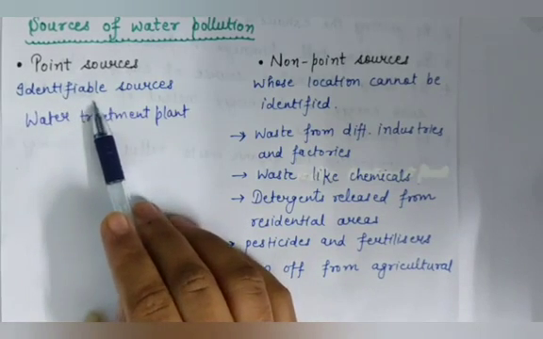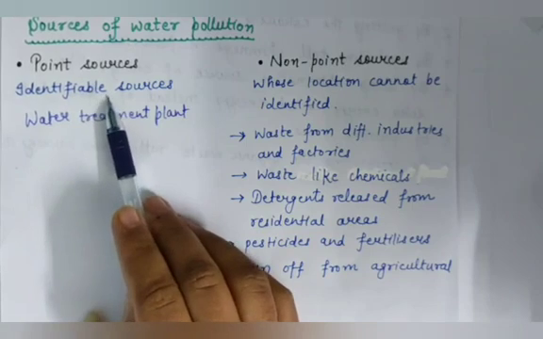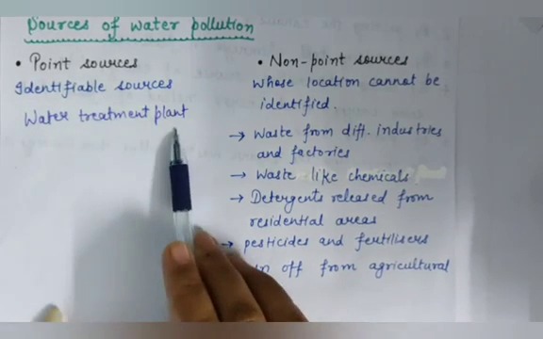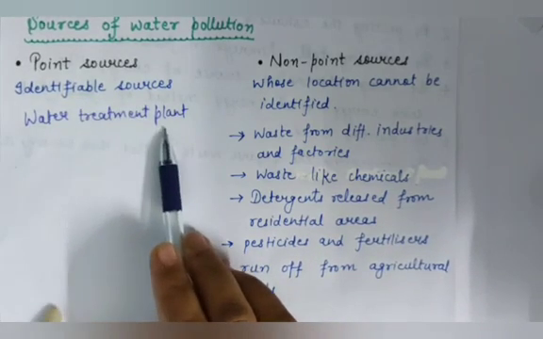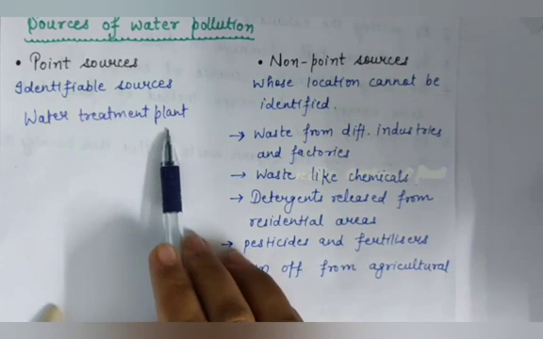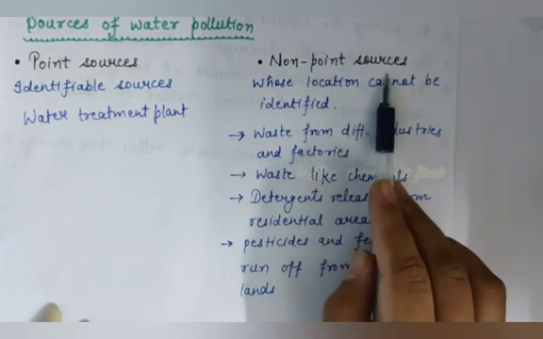It means the point sources discharge their pollutants or waste at a certain location. We can easily identify at what point and where the pollutants come from. A water treatment plant is an example of a point source. In a water treatment plant, we can easily identify from what point and from which location the pollutants come. Now next is non-point sources.